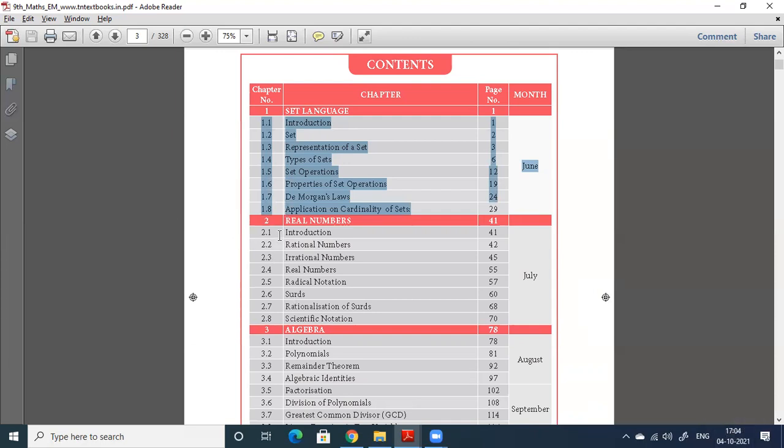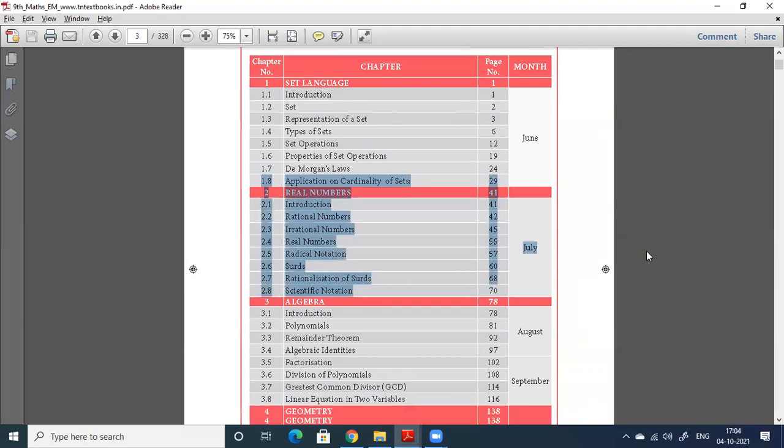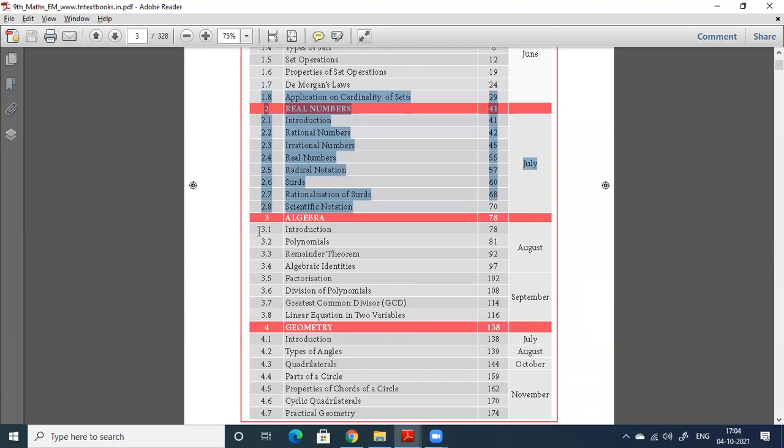Don't know. Okay. Real numbers, when did they finish? Finished or not? Not yet, uncle. Real numbers not finished. Oh, only set language is finished. Algebra? Algebra also not completed, uncle. Only set language they finished, huh? Yes, uncle. Half of real numbers and algebra they have completed. Why did they complete only half? Because they skipped portions, huh?